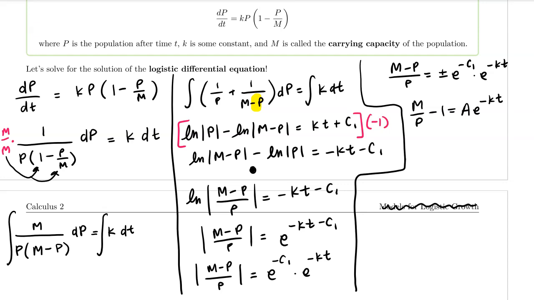I'm trying to solve for P, so I'm going to go ahead and add 1 to both sides. And if I do some algebraic manipulation, we're going to end up getting that P equals capital M over 1 plus capital A times e to the power of negative kt.